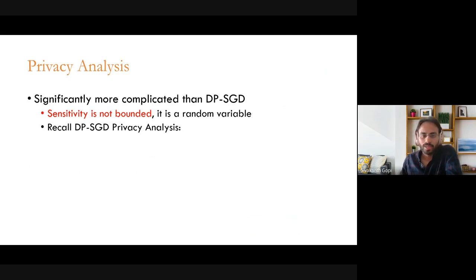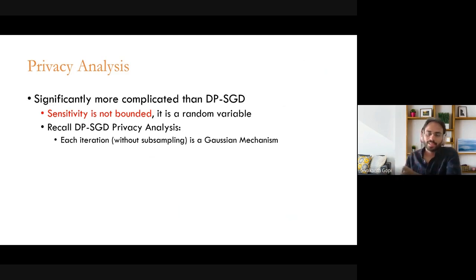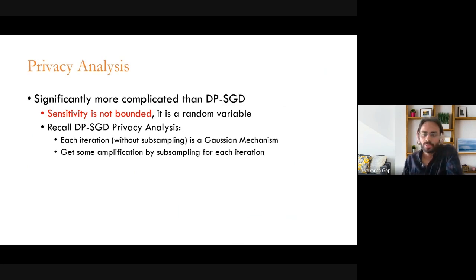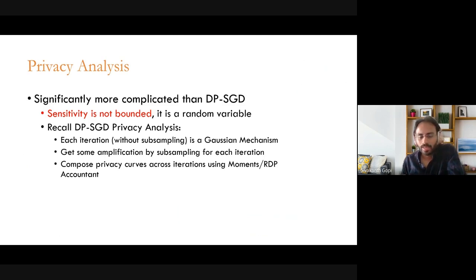Let's recall how the DP-SGD privacy analysis is done by Abadi et al. Each iteration is basically a Gaussian mechanism without subsampling, because we clip the gradients exactly, so it's very easy to analyze its privacy. Then you get some amplification because of subsampling for each iteration, which is also pretty easy. It's not too hard to see how the privacy curve changes due to subsampling. And then you compose these privacy curves using the moments accountant or RDP, the Rényi differential privacy accountant. This is broadly how the privacy analysis for DP-SGD works.